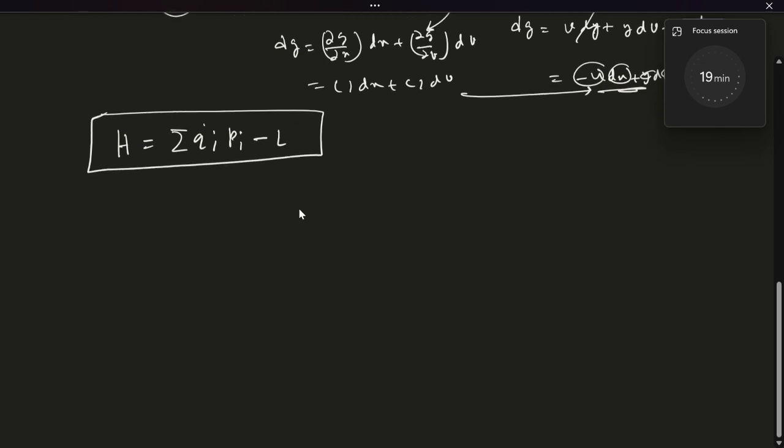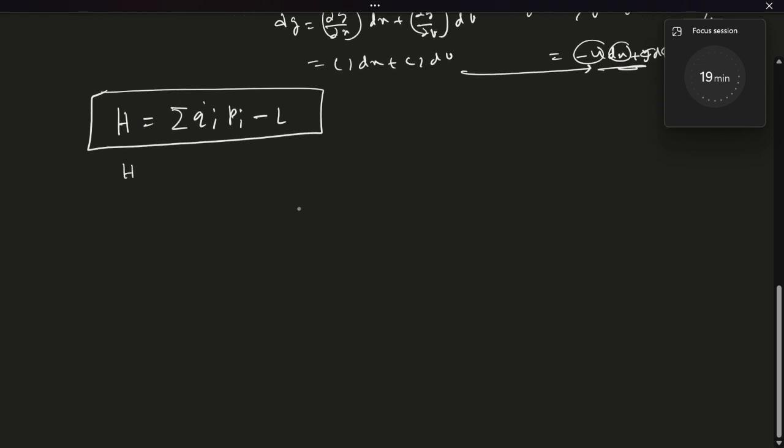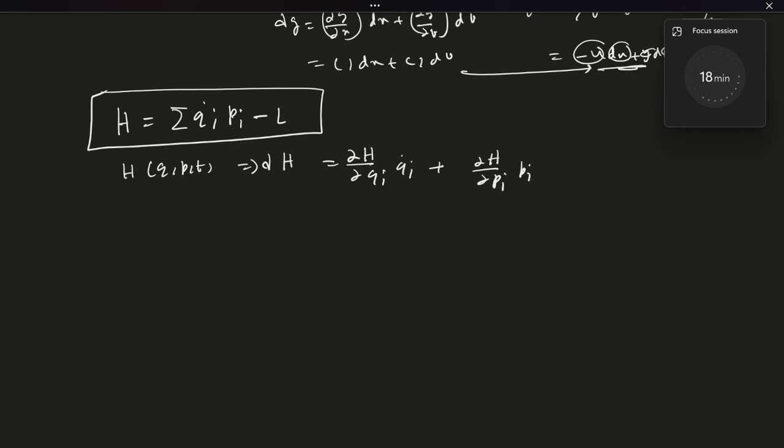Just now your H is a function of q, p and t. So what is dH? dH is equal to the summation over i of del H by del q_i dq_i plus del H by del p_i dp_i, plus del H by del t dt. And from here, do the same thing.